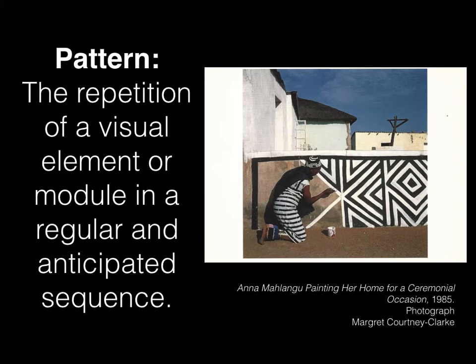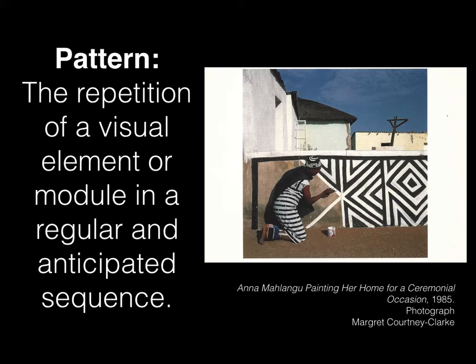All right, to get started, pattern is the repetition of a visual element or module in a regular and anticipated sequence. So in this photograph that we see on the right, we see this woman who's painting a little wall, and she's using these black and white triangular patterns in this recurring and anticipated sequence. We also see that there's the pattern on her dress as well. So those black and white stripes are also repeated visual elements in an anticipated sequence.